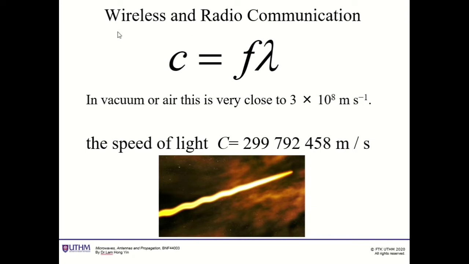C is the speed of light, which in vacuum or air is close to 3 × 10^8 meters per second. However, the actual speed of light is this value over here. In your calculation, you can use either number, it's up to you. However, it's easier to use this number for the speed of light. Usually we use this equation to find lambda. Lambda is the wavelength, where f is the frequency.